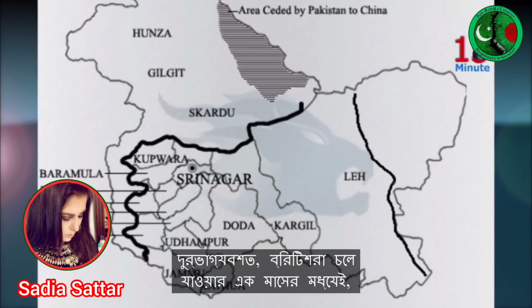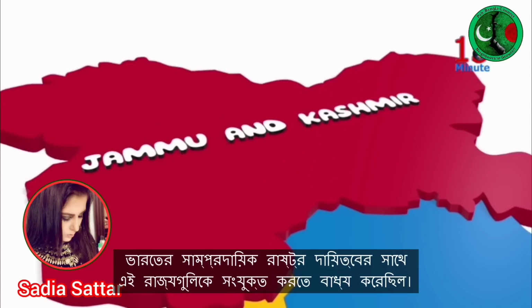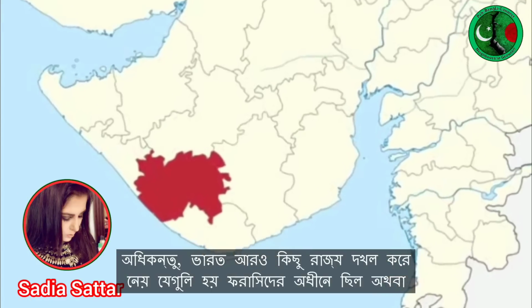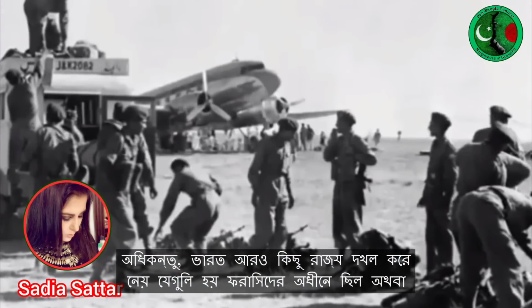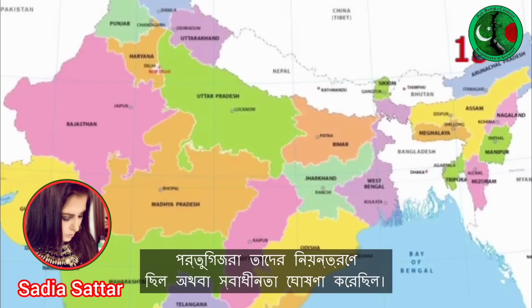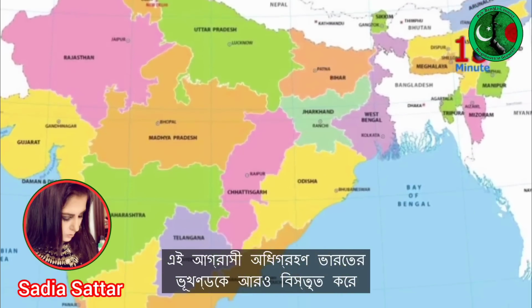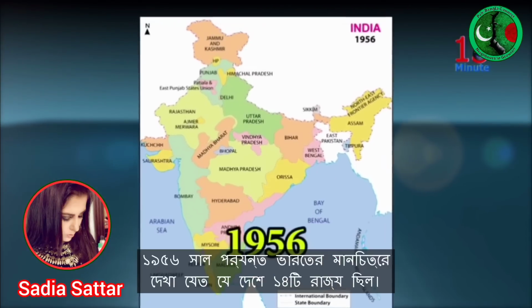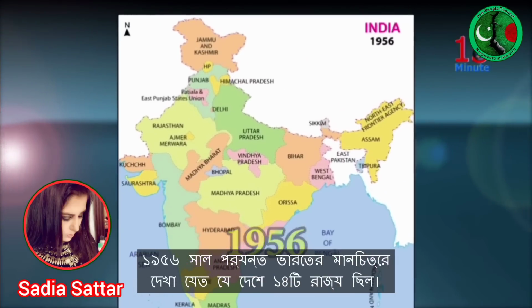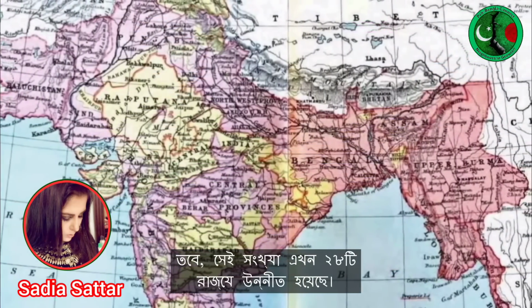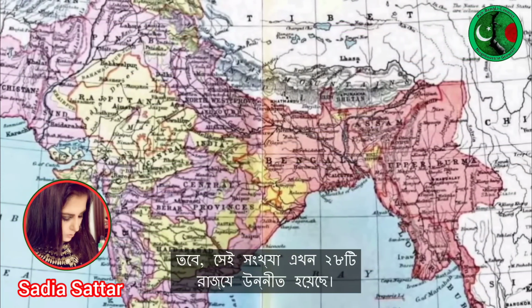Unfortunately, within a month of the British leaving, the communal state of India forcibly annexed these states. Furthermore, India seized additional states that were either under French or Portuguese control or had declared independence. This aggressive annexation expanded India's territory beyond its original framework. Until 1956, the map of India showed that the country had 14 states. However, that number has now increased to 28 states.